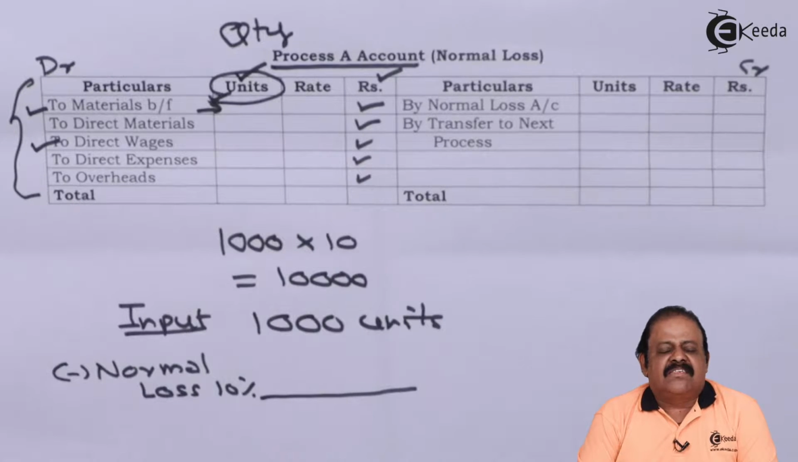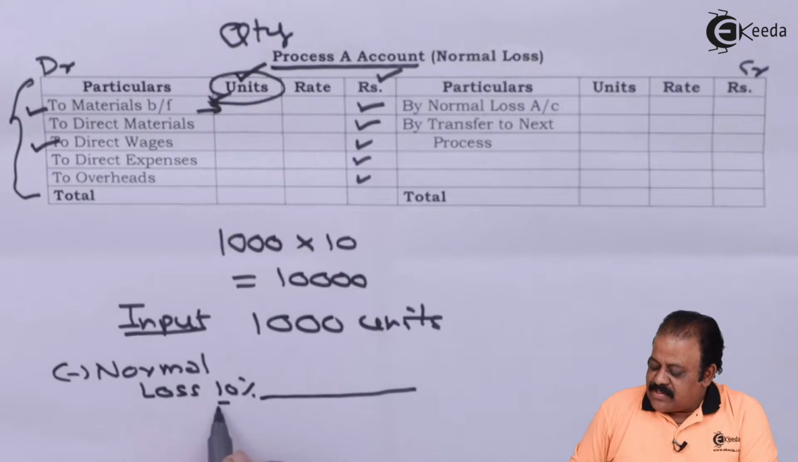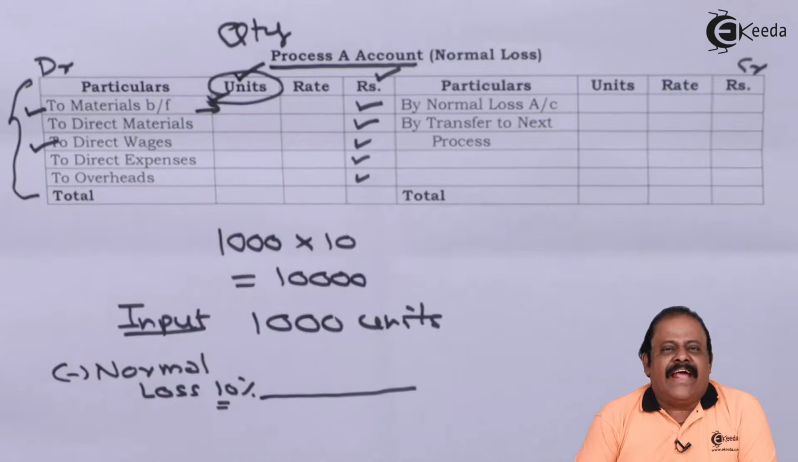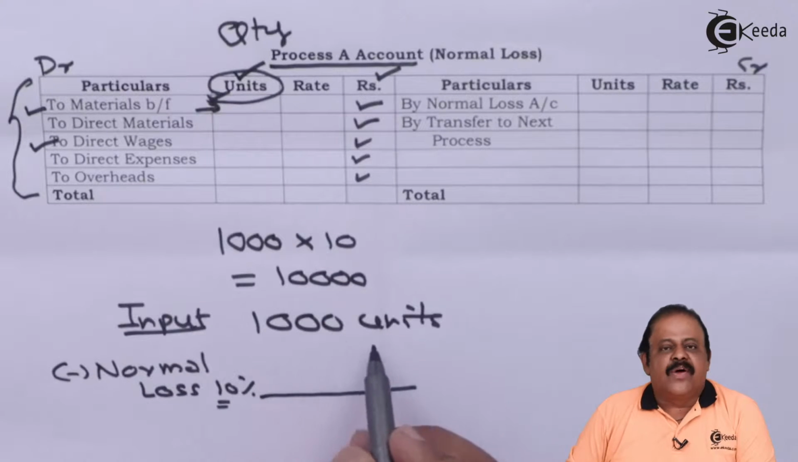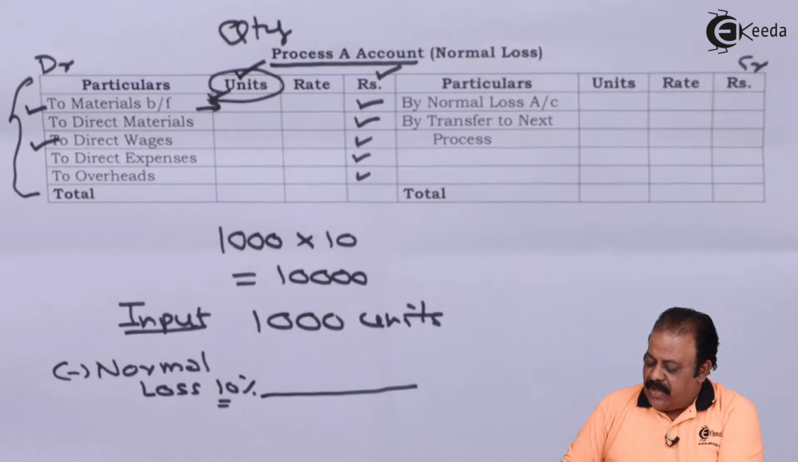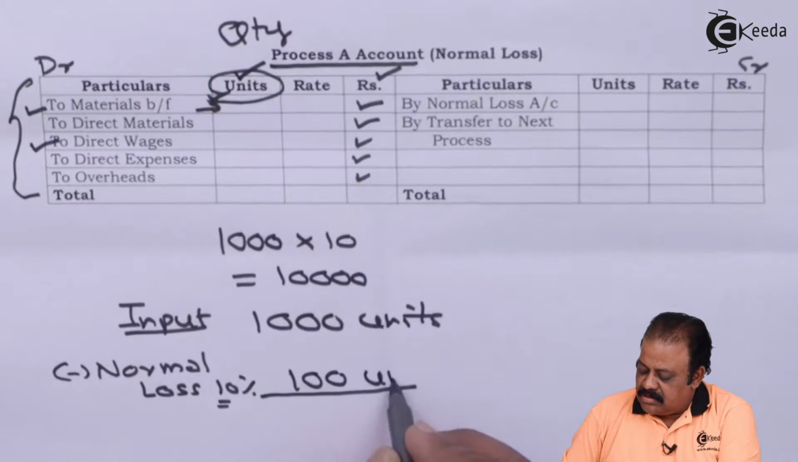Because of the practice in that particular industry, we can come to know about that standard loss. So for example, it may be given as 10%. So standard loss is given as 10%. This standard loss will have to be calculated on the input units. So here input units are 1000 units. So standard loss is 10% of 1000. So it will be 100 units.